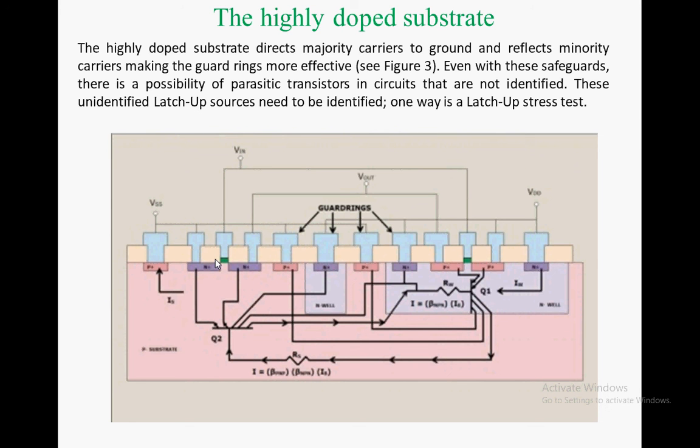Even with these safeguards, there is a possibility of parasitic transistors in the circuit that are not identified. These unidentified latch-up sources need to be identified. One way is a latch-up stress test. You can see these are the safeguard rings. So you can minimize latch-up by using the highly doped substrate, right?